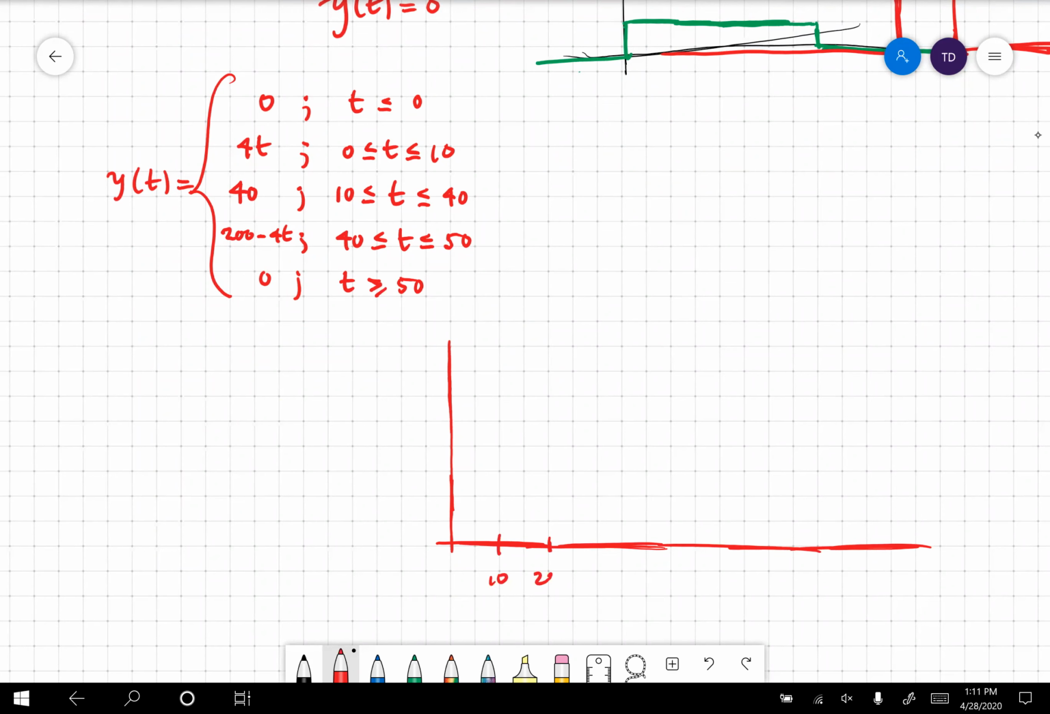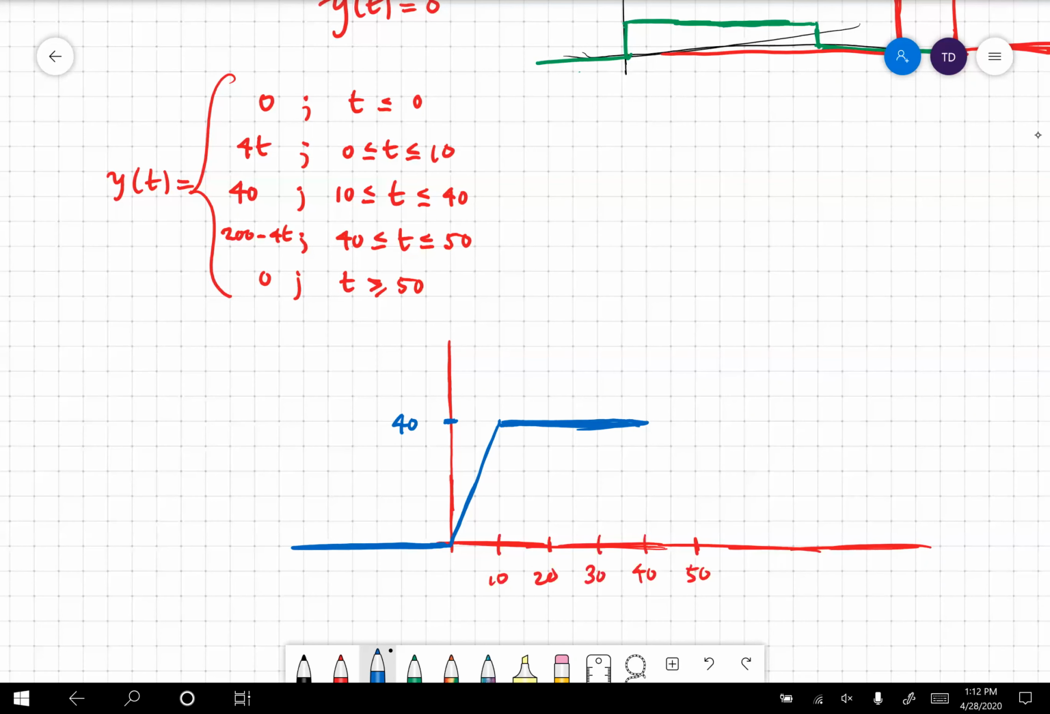10, 20, 30, 40, 50. Okay, 0. 0 up until then. 4t. So when I get to 10, four times 10 is 40. Let's make that 40 up there. And what's going to happen is this is a straight line equation. I think you all know a straight line equation. Straight line with a y-intercept of 0. Then it stays 40 all the way across until it gets to 40 seconds. So it stays like that.